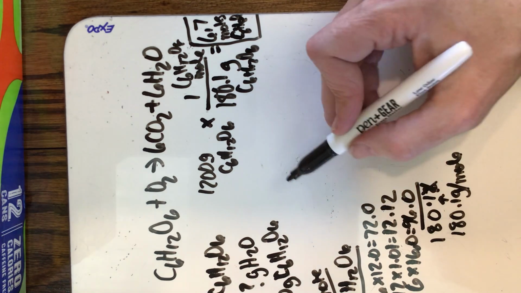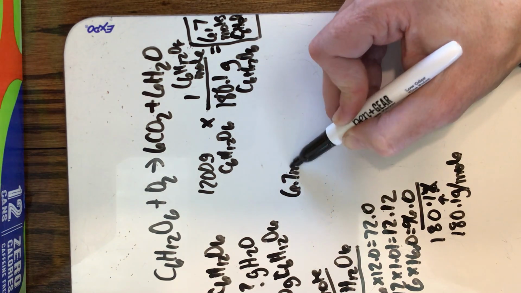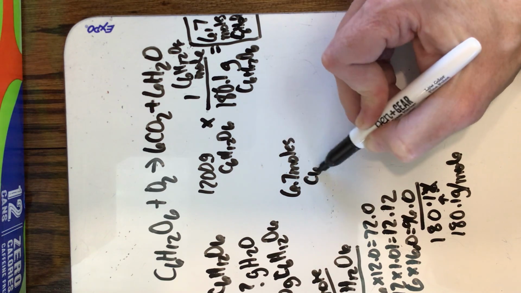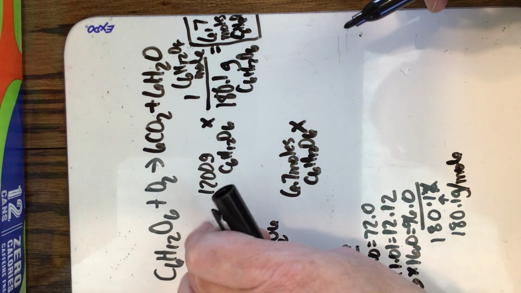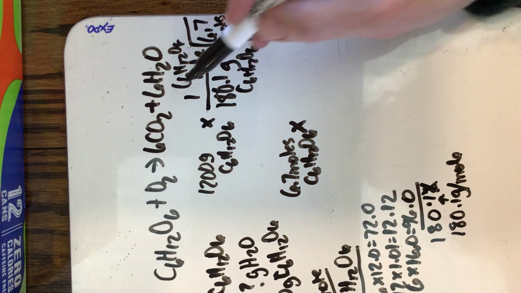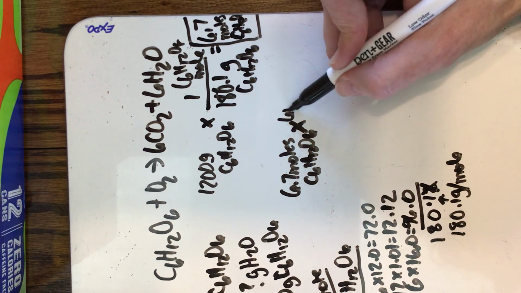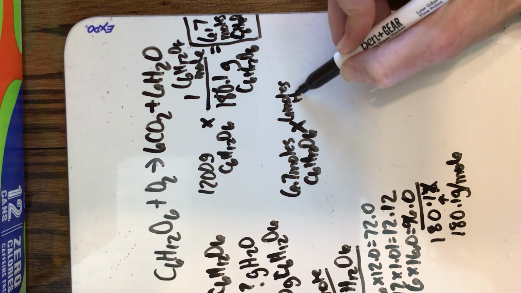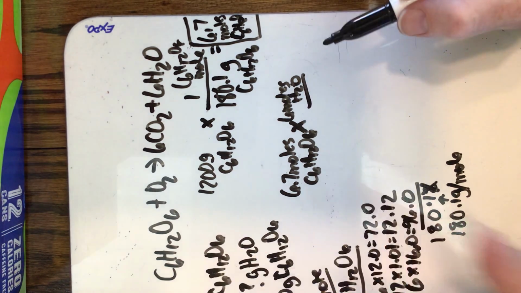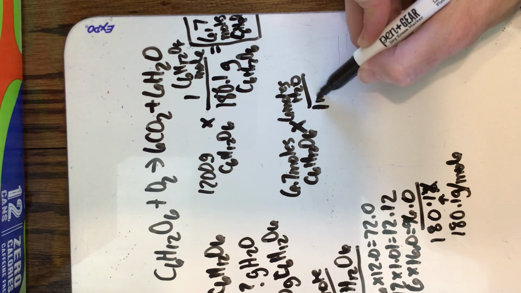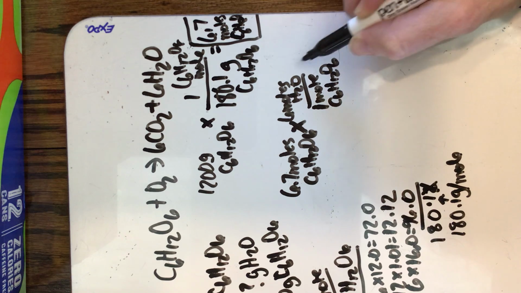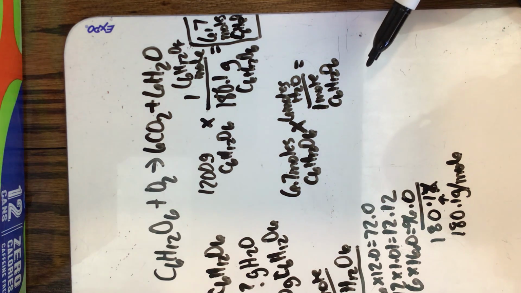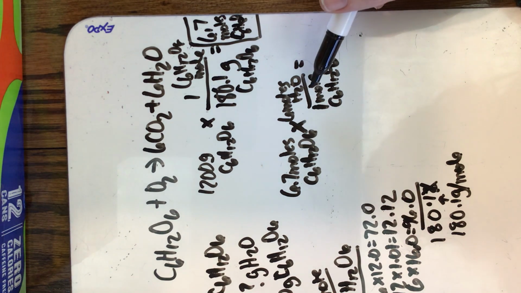And I only need to find the moles of one thing. So I say 6.7 moles of C6H12O6, and I get my mole ratio from here. I'm looking for water. It's 6 moles of water for every 1 mole of the sugar. So 6.7 times 6.